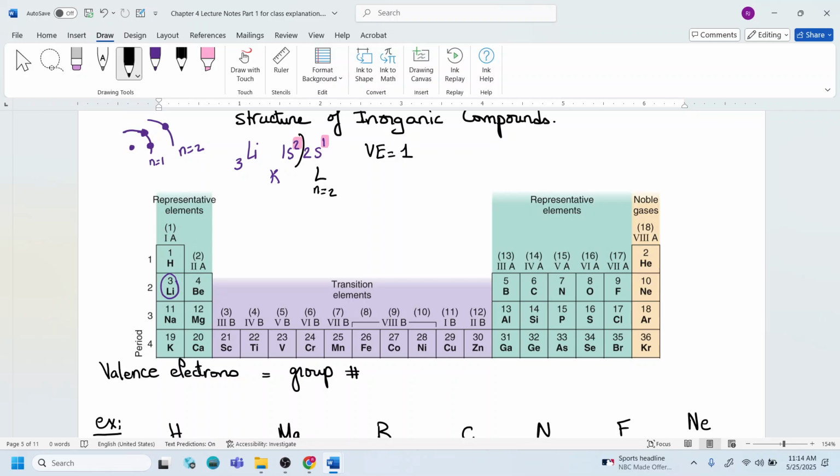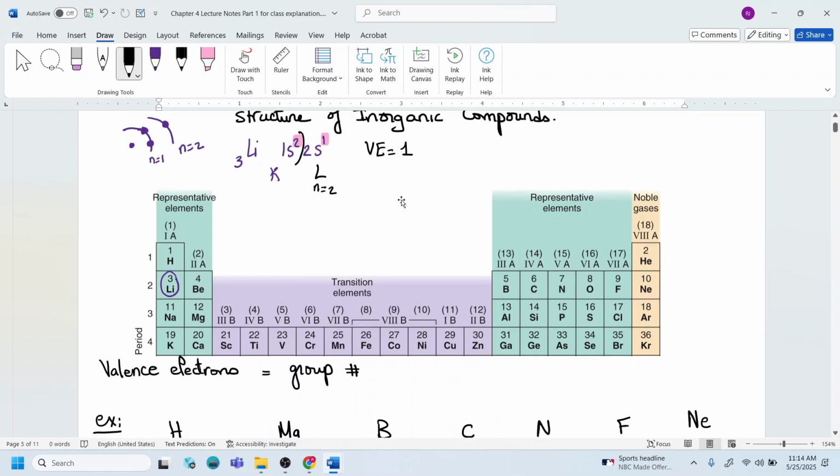So when I want to represent the valence electrons of lithium, I represent the valence electron as a dot, and I would say lithium has one electron like that. The valence electrons, if you notice, are equal to the group number. Lithium is in group number 1, so it has one electron in its outermost shell.